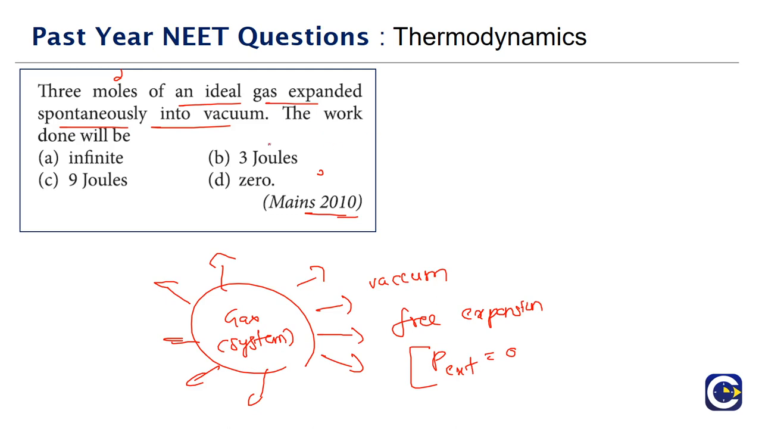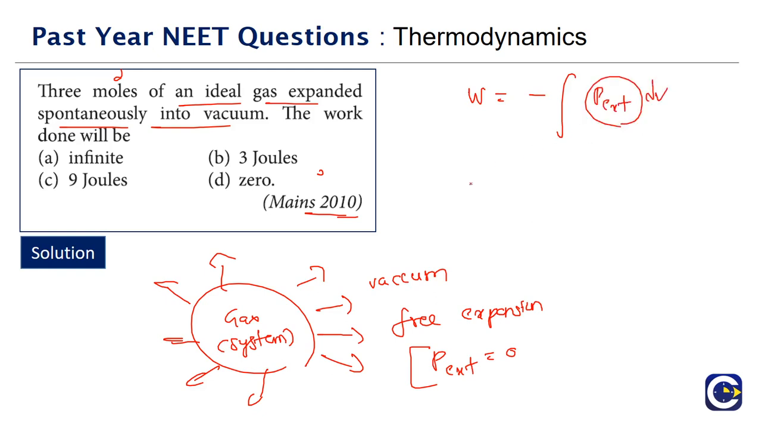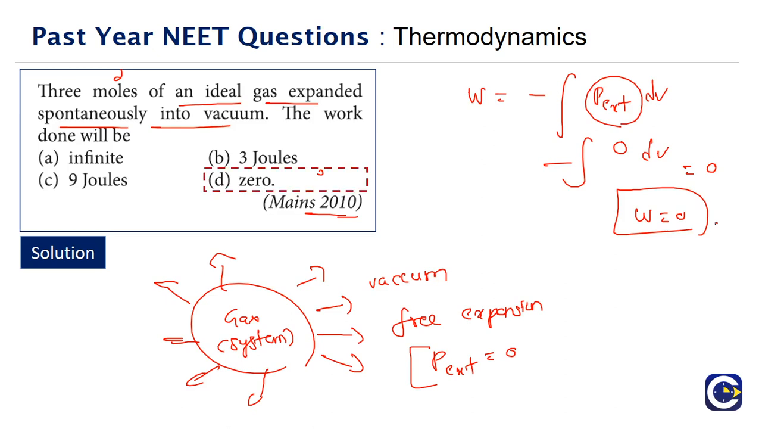Work done will be, so here we have to find W. So what is the general expression for W? Minus integral P external dV. So here, since this is expansion in vacuum, what is the P external? 0. So minus integral 0 dV means what? 0. So W will be equal to what? 0. So if you look at free expansion of gas, then free expansion and expansion in vacuum, then work will be equal to what? 0. Correct answer is option D.